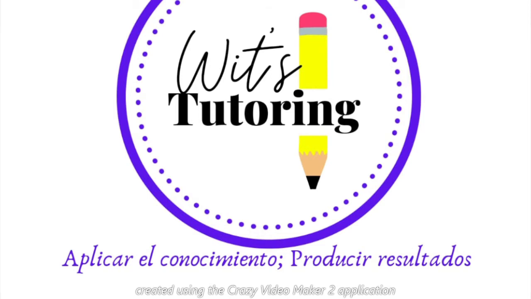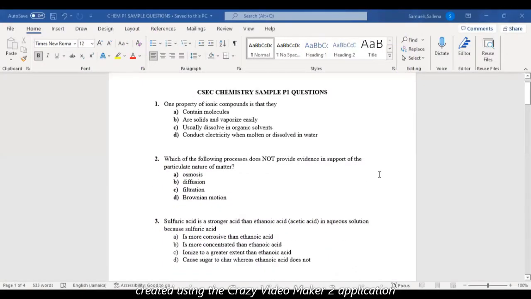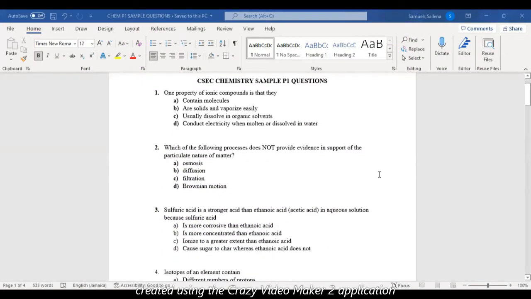So the first question is, one property of ionic compounds is that they either A, contain molecules, B, are solids and vaporize easily, C, usually dissolve in organic solvents, D, conduct electricity when molten or dissolved in water. The answer is D. Ionic compounds do conduct electricity when molten or dissolved in water, because then you have free ions that will be able to conduct the electricity.